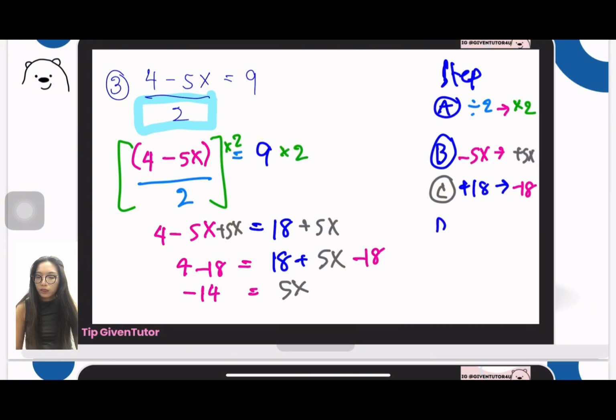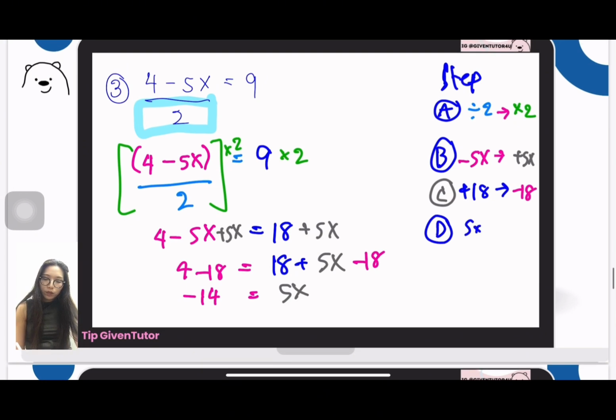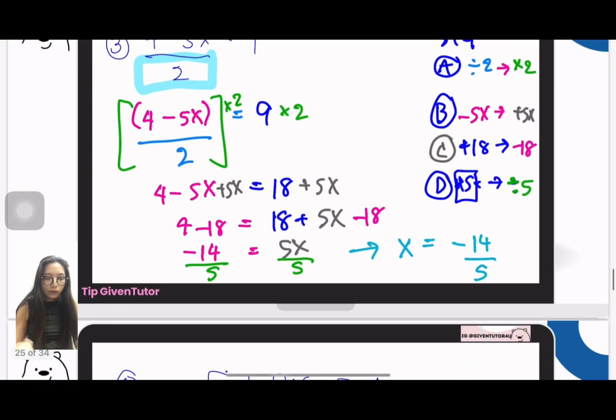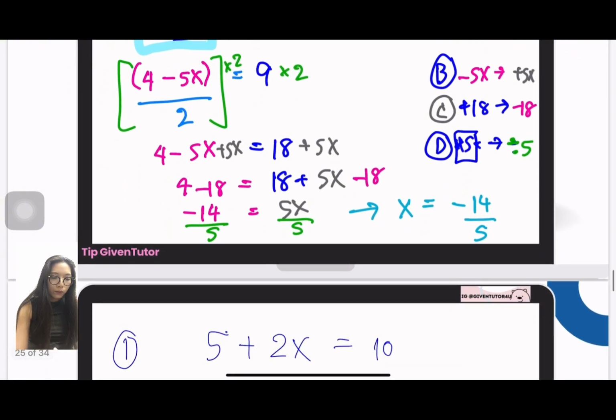Step D. What we have right here is 5 times x, so we will use the divide by 5, divide by 5 on both sides. After that, you will get the answer: x equals minus 14 over 5. This is the example here. So we go to the next example after 3, number 4.